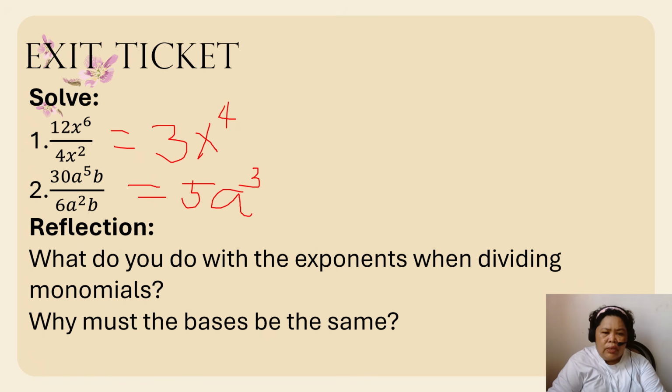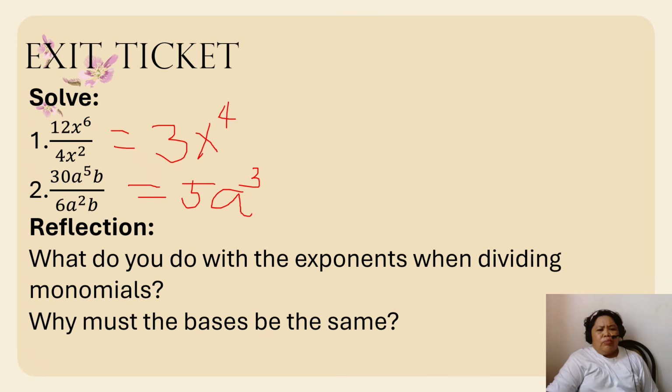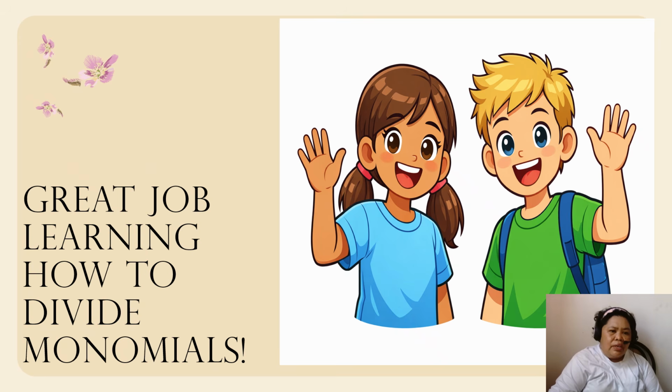What do you do with the exponents when dividing monomials? Why must the base be the same? Now, what do you do with exponents when dividing monomials? Of course, we subtract the exponents. And why must the base be the same? So that you can divide it. It's important that the bases must be the same. So great job learning how to divide monomials.